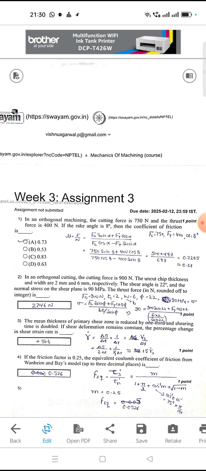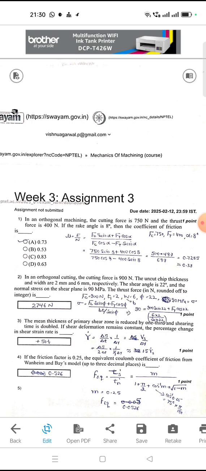The due date of this assignment is 12th Feb 2025. The solution is already also given along with the answer. So please see the solution at side of the question.